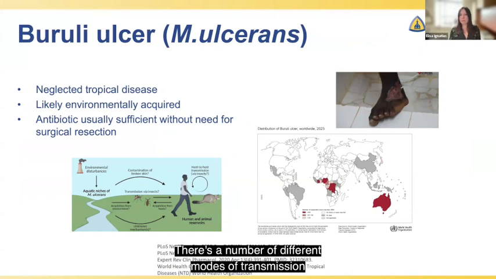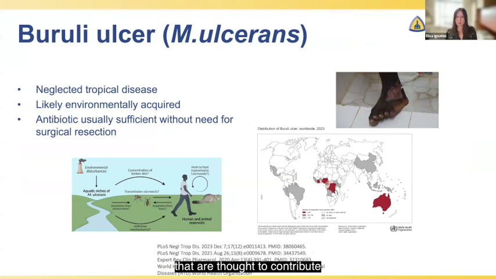There's a number of different modes of transmission that are thought to contribute, and that mode of transmission may differ depending on the part of the world that we're talking about. But it causes lesions like the one on the upper right. So these are superficial abscesses, but they can, if left untreated for a while, be quite painful and sometimes take quite a long time to resolve.